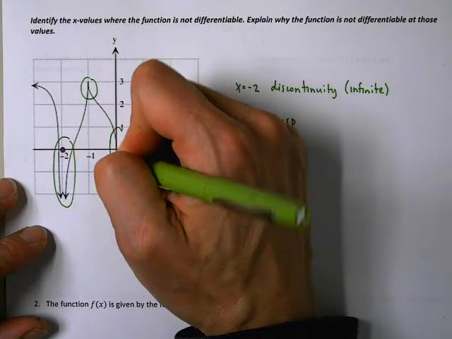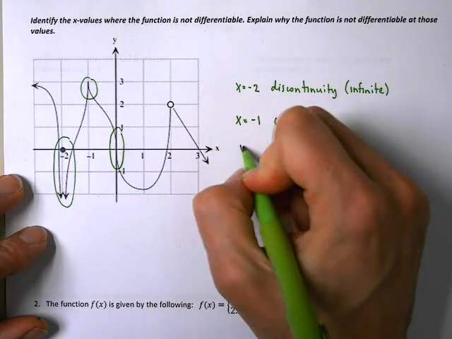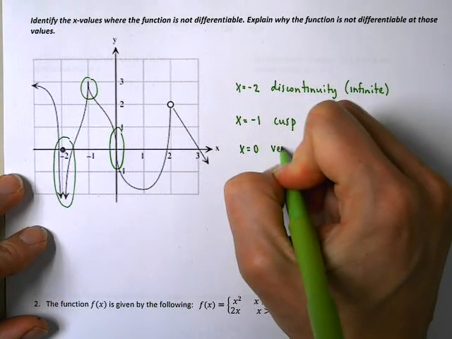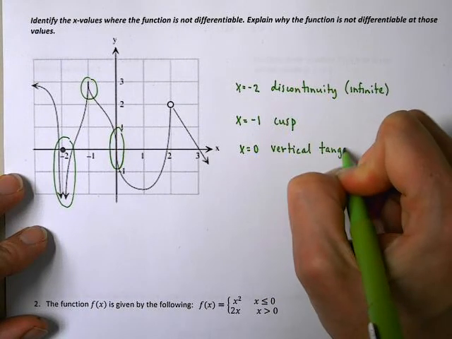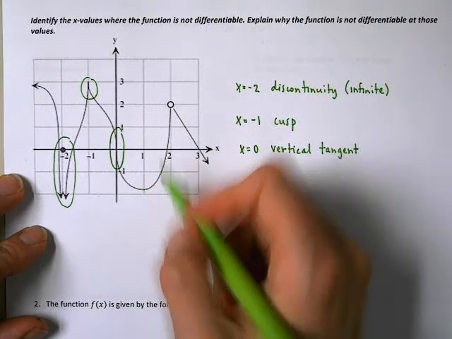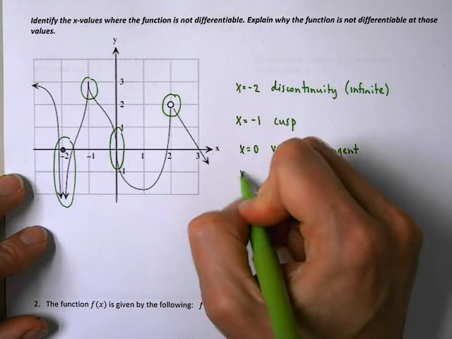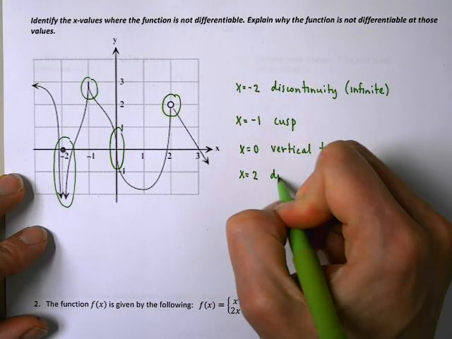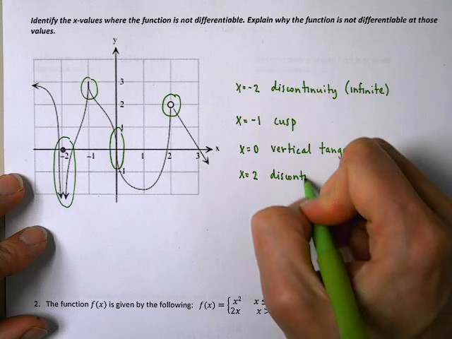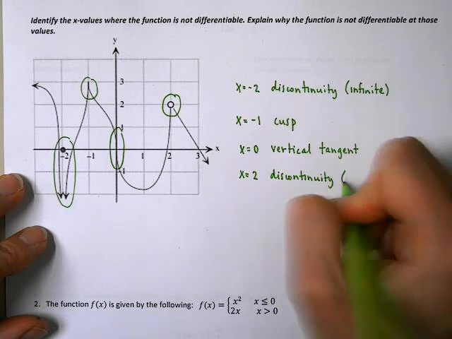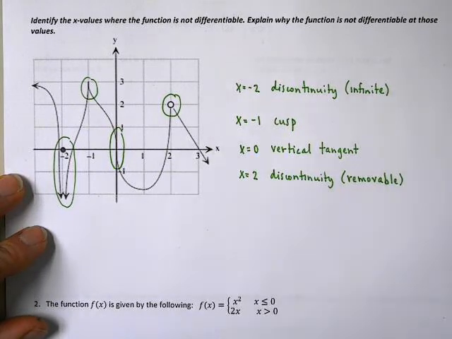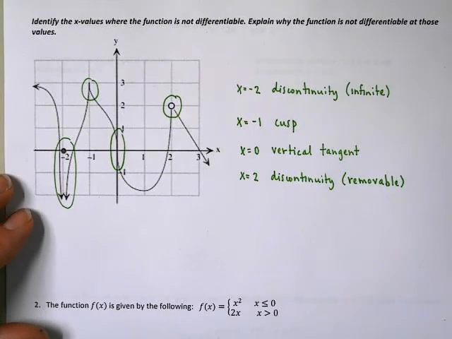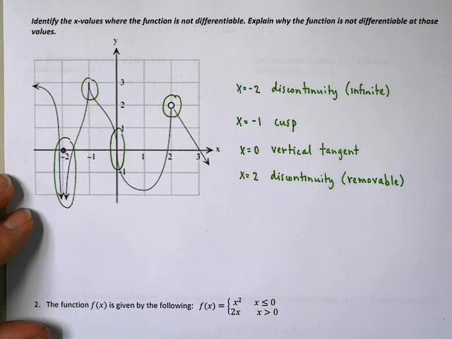Next thing I see here is at x equals 0. I have a vertical tangent at that point. And then the last thing is here at x equals 2. I have another discontinuity. And this time that we would classify as a removable discontinuity. So that's kind of part 1, is if I have a graph, can you identify where the function is not differentiable?